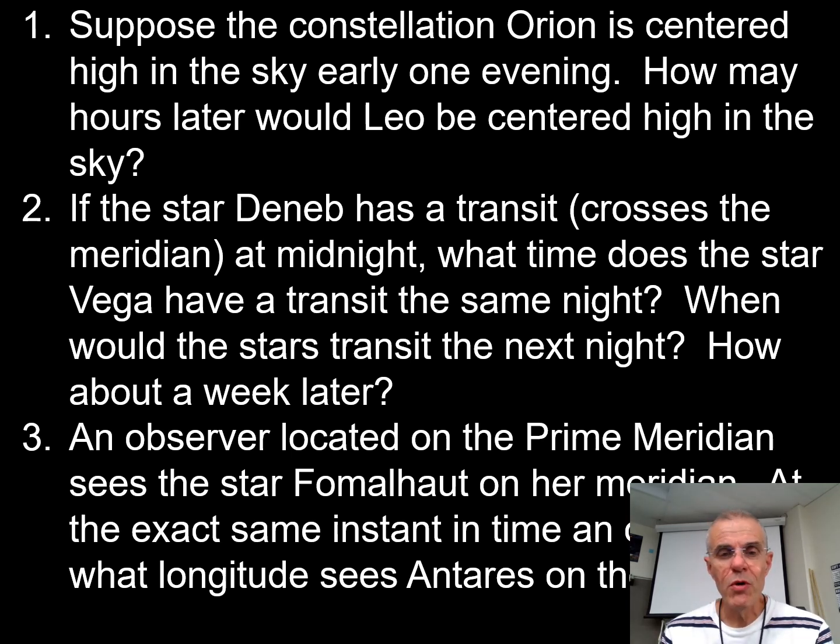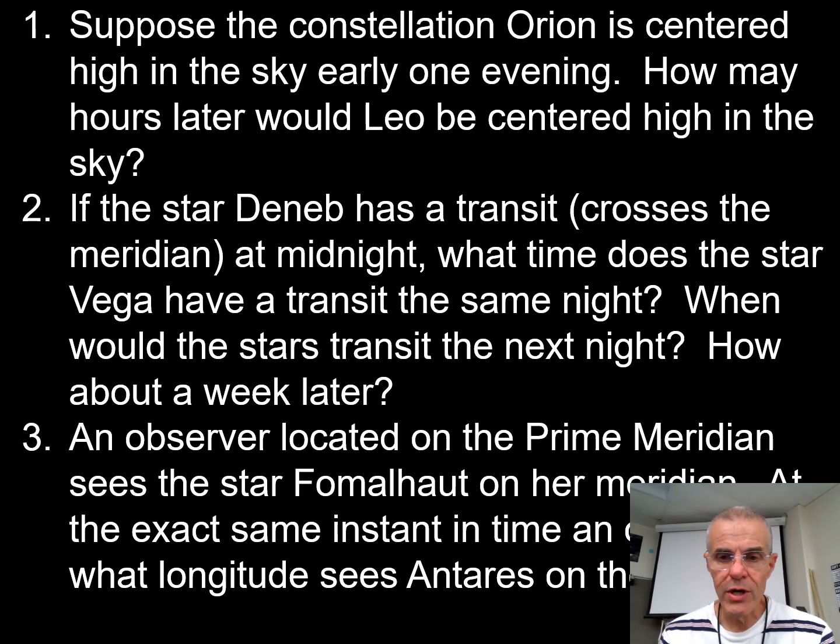So number one, let's look at number one. Suppose the constellation Orion is centered high in the sky early one evening. How many hours later would Leo be centered high in the sky? So if you were out looking at the stars and you say, oh, there's Orion right on my meridian. And then how many hours later would Leo be right on your meridian, right in the middle of your view?